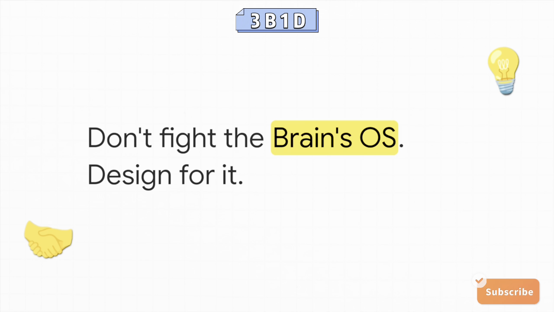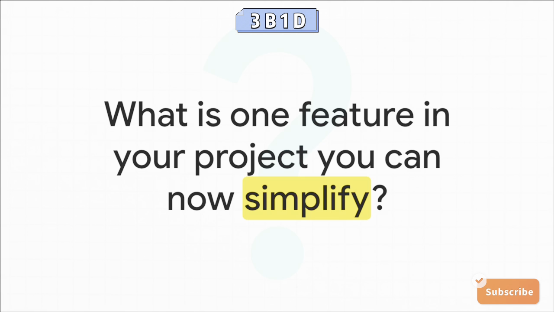The absolute best, most intuitive, and most loved products out there don't fight these human fundamentals. They lean into them. They design for the brain's OS, right from the very beginning. So I want to leave you with a challenge. Thinking about everything we just talked about, clear affordances, the rule of 4, and that attention filter. What is one feature in a project you're working on right now that you could simplify to make it work better with how the human brain actually operates?